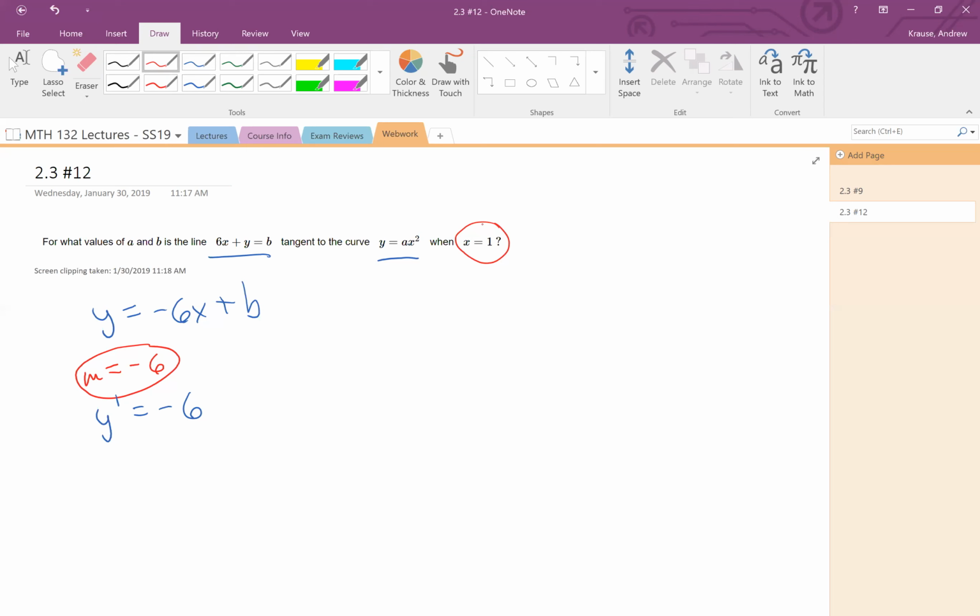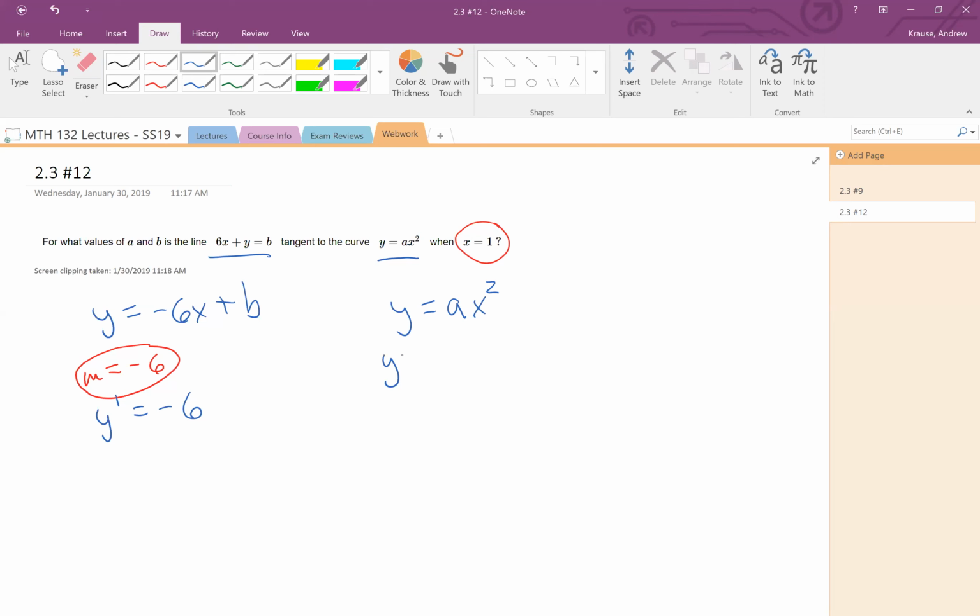How are you going to do that? So we need the slope at x equals 1 to be negative 6. And the only thing that we can change is the a value. So we take a look at y equals ax squared, and you guys might have different variables on that. Might be ax to the 4th or something like that.